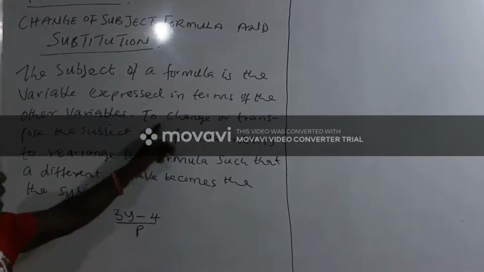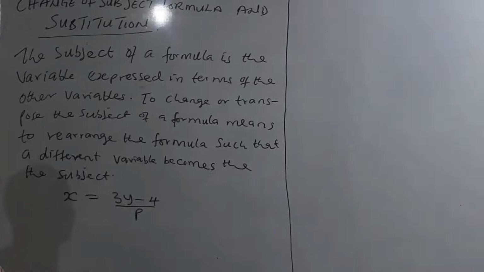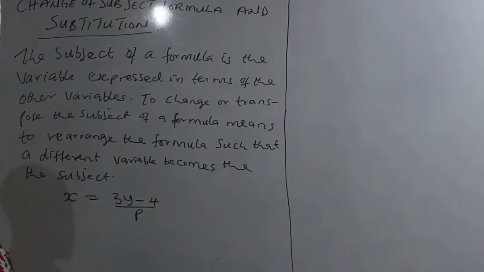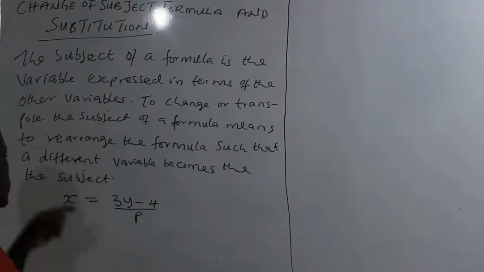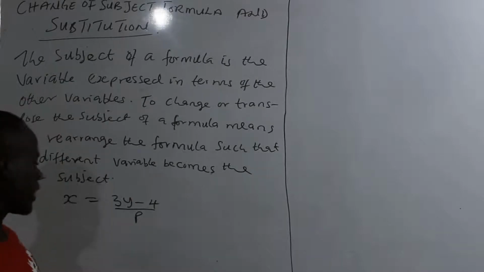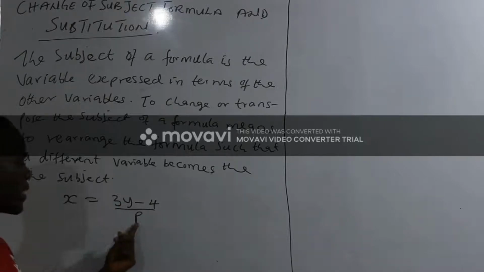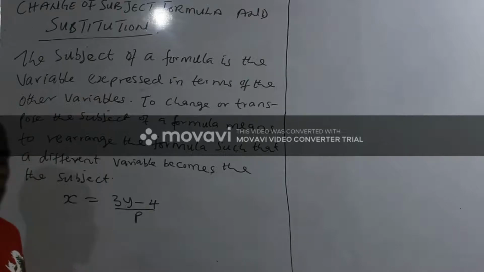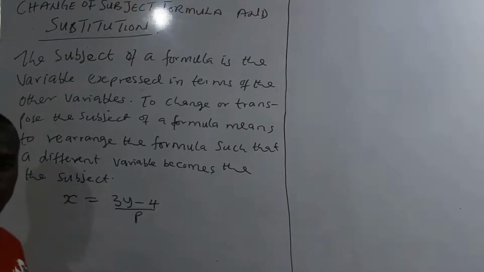Then, to change or transpose the subject of a formula simply means to rearrange the formula such that a different variable becomes the subject. Are we together? Like in this one now, this can be rearranged such that y will be the subject or p will be the subject. So I want us to follow this very one and see. Let's try and make y the subject of this very formula.